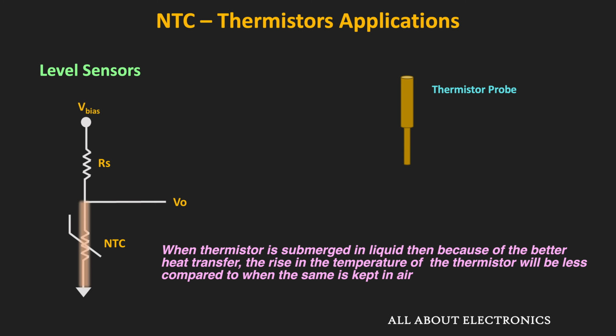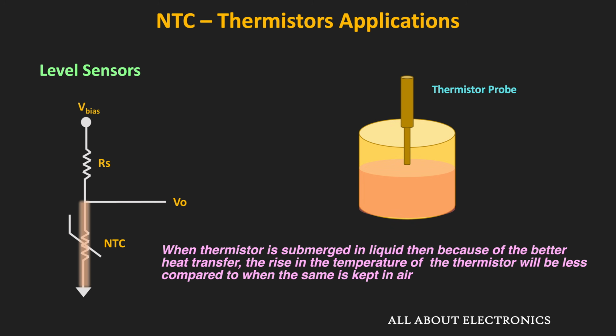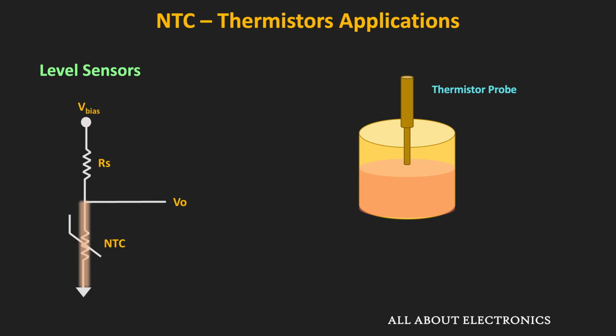But if the same thermistor is submerged in the liquid, then the heat transfer from the thermistor to the liquid will be more. And in that case, the rise in the temperature of the thermistor will be less. So effectively we can say that when the thermistor is in the liquid, its resistance will be more, because in that case, the temperature of the thermistor will be less. And by detecting the corresponding voltage, we can know whether the thermistor is in the liquid or not. Or in a way, it can be used to detect the level of the liquid.